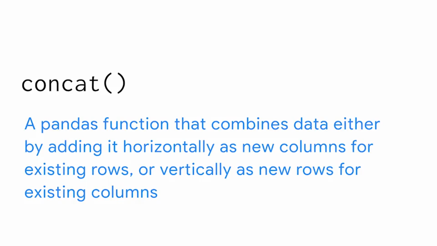Recall that to concatenate means to link or join together. The Pandas concat function combines data either by adding it horizontally as new columns for existing rows, or vertically as new rows for existing columns. It's also capable of handling many data-specific complexities that arise, which allows for a high degree of user control. In this video, I'll demonstrate how to use the concat function to add new rows to existing columns. But remember, there's plenty of support documentation if you'd like additional information.